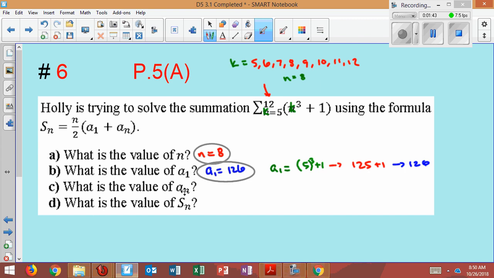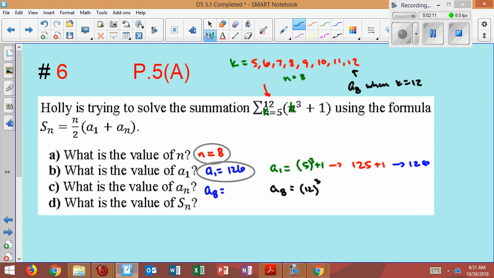What is the value of a sub n? That means the last term. So if n equals 8, we're looking for a sub 8 here. And so a sub 8 would equal, you type in the last term, that is when k is 12, that's where we get our a sub 8, when k equals 12. So we plug in this last number here, which means we'd have 12 cubed plus 1.